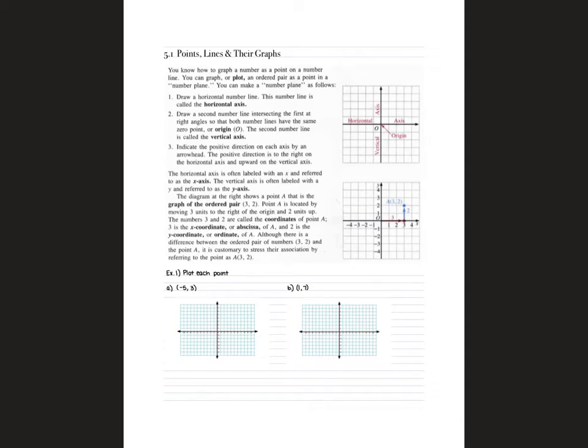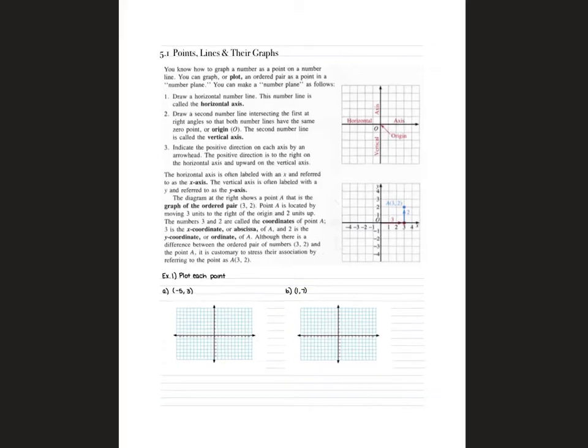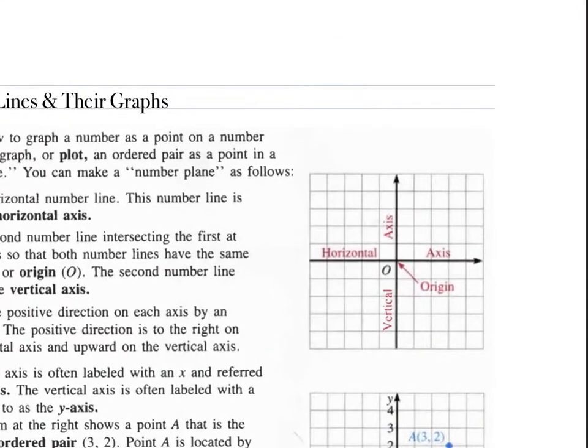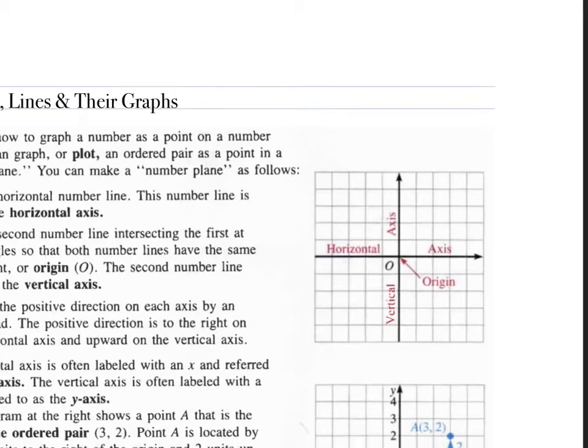5.1 points, lines, and their graphs. When we are doing this, we are looking at a coordinate plane. We have to remember where our origin is, which is that middle point, the 0, 0 point, our x-axis, which is our horizontal axis, and our y-axis, which is our vertical axis.